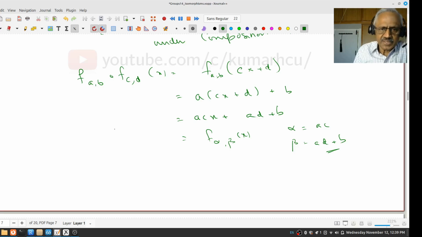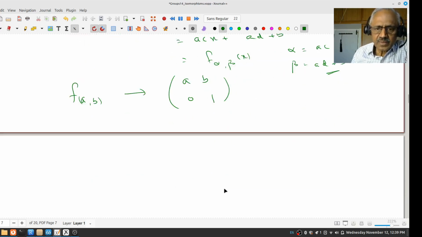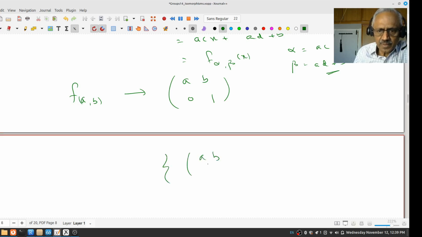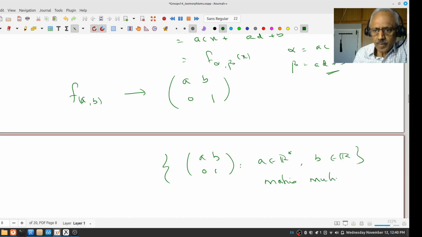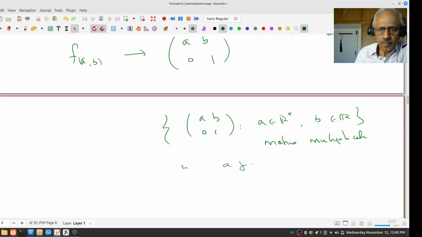Right. So we found this. We can find the inverse, etc. and show that it's a group. We had already shown that. At that time, I also said, suppose I identify f_{a,b} with the matrix [[a, b],[0, 1]]. Then this collection of such matrices, a in R star and b in R, under matrix multiplication is a group.